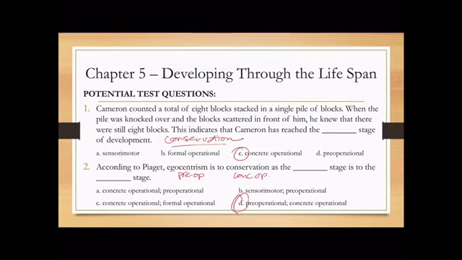So those are those kind of examples where you do have to know where those events fall in the stages in order to answer the question. I have to know not just what conservation is, but what stage conservation happens in. I have to know not just what egocentrism is, but I have to know what stage it happens in.